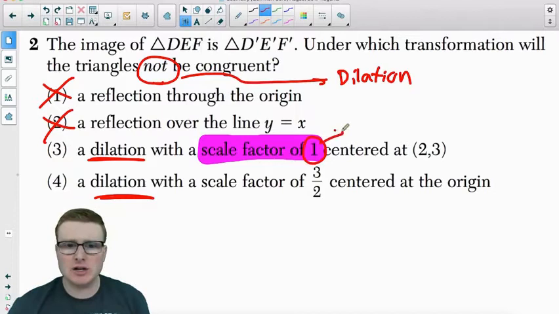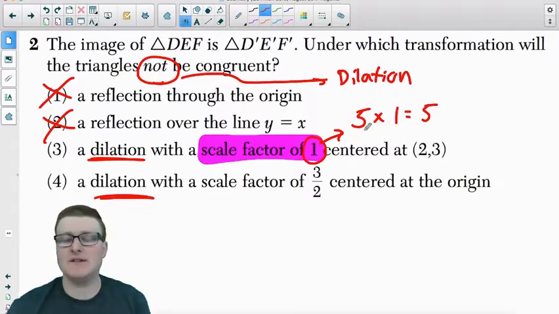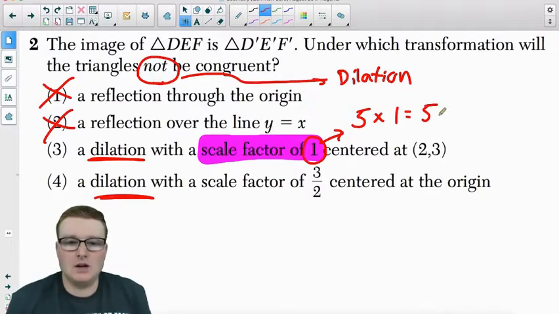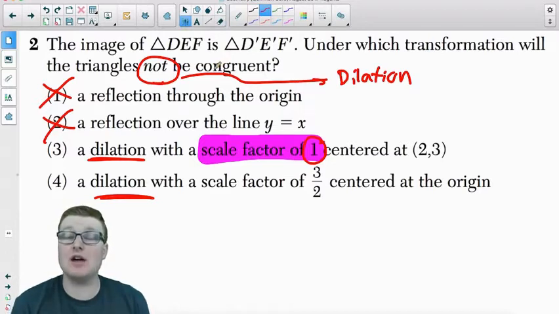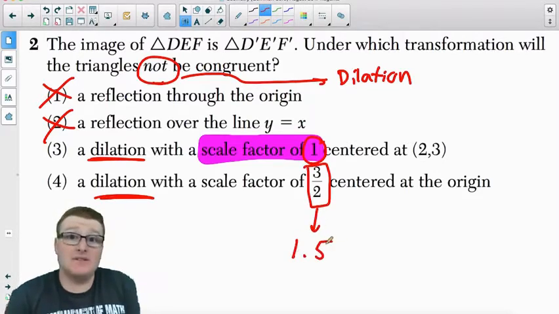Just like in algebra, if you take a number times 1, it's just the number. In this case, 5 times 1 is itself. 1 times anything is itself. So that's why a dilation of 1 is actually not going to change a thing. A dilation with a scale factor of 3/2, yeah, that's going to change something. 3/2 is the same thing as 1.5. You're going to get 1.5 times larger than the original figure.